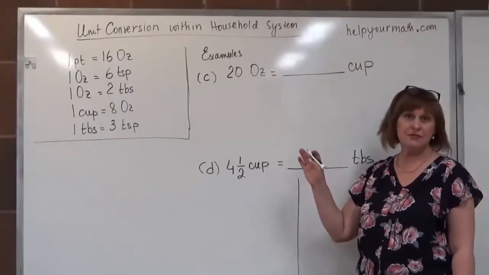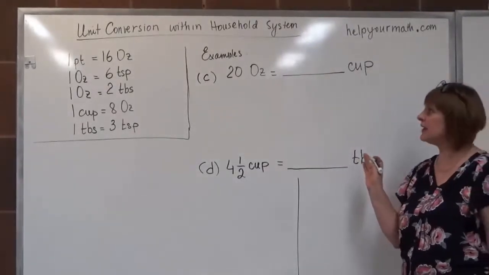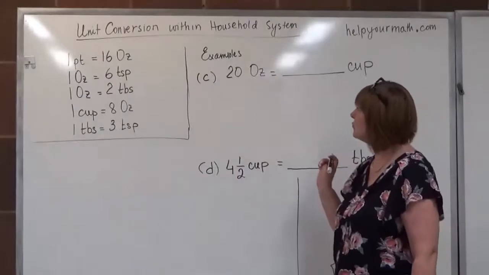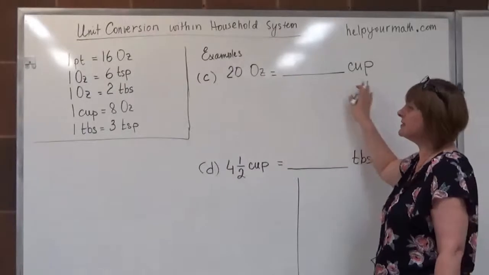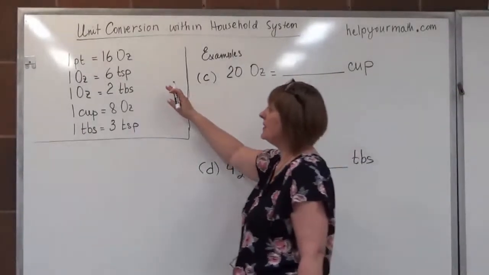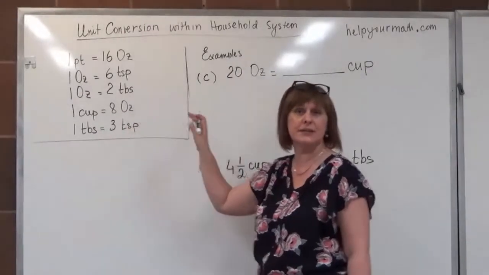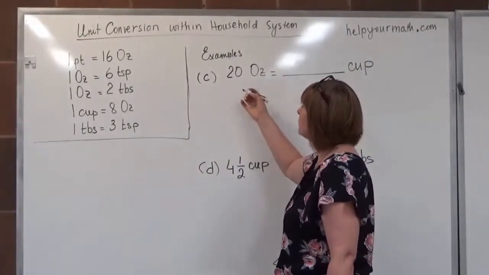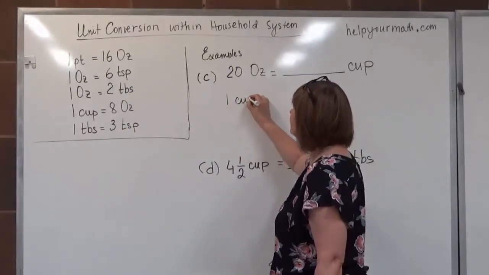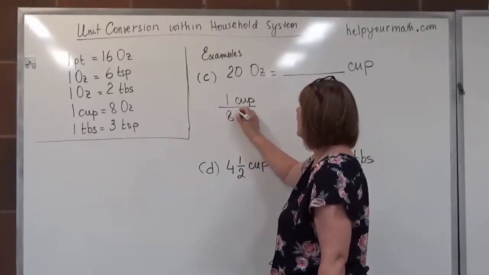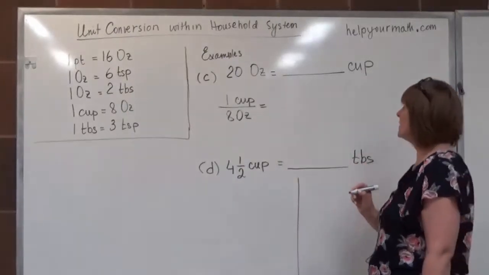In example number C, we will use conversion between 20 ounces and cups. So we need to figure out how many cups will make 20 ounces. Again, we need to take a look at the units we need to convert, ounces and cups. So what do we know about that? 1 cup equals 8 ounces. So we are going to use this conversion factor for the ratio and proportion method. Our first ratio will be 1 cup over 8 ounces.